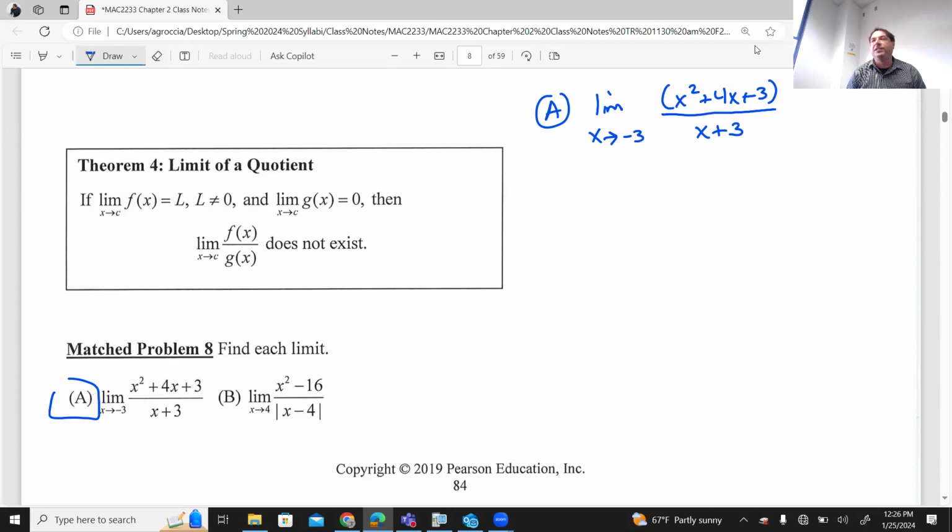I'm going to leave it as is for this example, and you'll see why in a minute. Okay? So what I want to do first is graph this. So I'm going to go to my calculator. And again, I'm going to be very careful when I graph this. And I'm going to do it in a normal window because you want to see the negative 3.